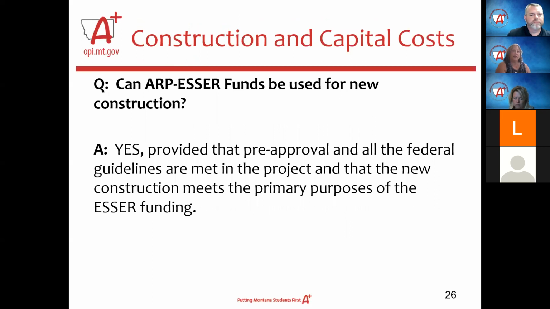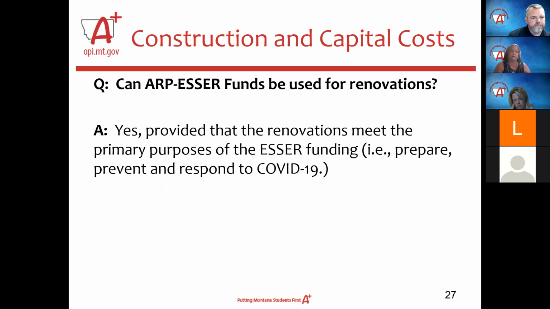Can ARP ESSER funds be used for new construction? Yes, although USDOE is discouraging it, you still can, provided that you get pre-approval, that all the federal guidelines are met in the project, and that the new construction meets the primary purpose of the ESSER funding. Can ARP ESSER funds be used for renovations? Yes, provided that the renovations meet the primary purposes of the ESSER funds, which, as we should all know by now, is to prepare for, prevent, or respond to COVID-19.